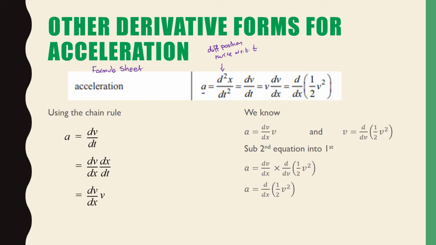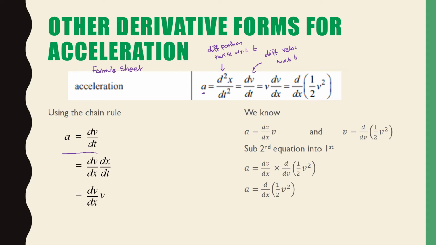Our second option is that to get acceleration, we differentiate velocity, which we've talked about before. So diff velocity with respect to t. That's our second one. Then to get into the others, we can look at where these formulas come from. We just established before, acceleration equals the derivative of velocity with respect to time.